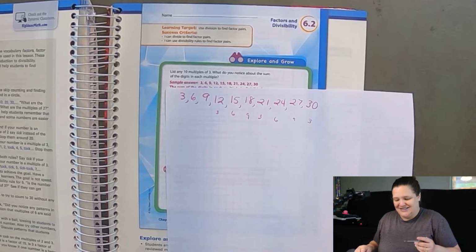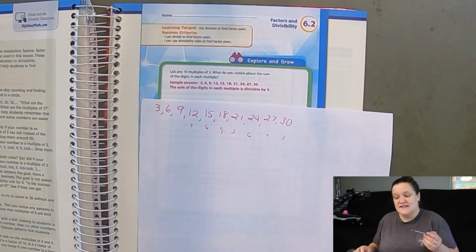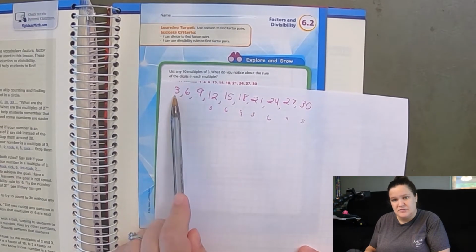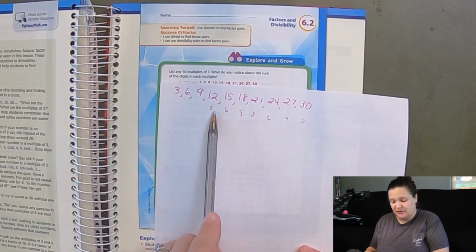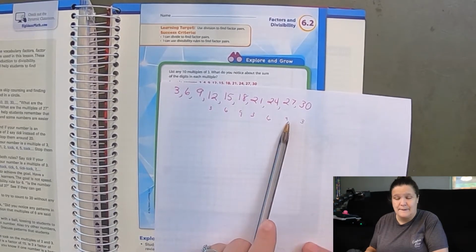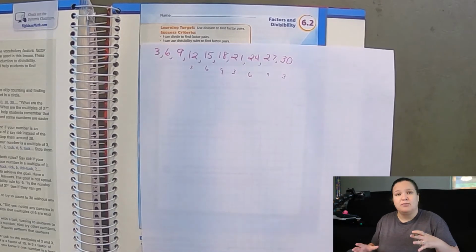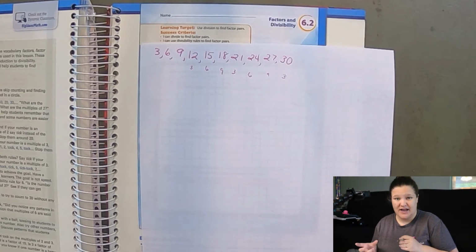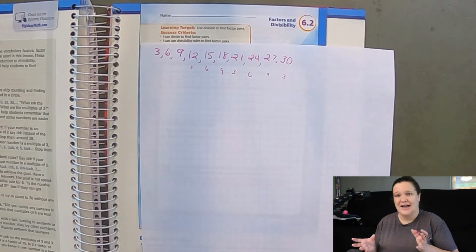Now if you notice, the sum of the digits in each multiple is divisible by 3. Because we have 3, 6, 9. This sum is 3, this one is 6, this one is 9. This one is 3, this one is 6, this one is 9. These are all numbers that are divisible by 3. So a way that you can tell if 3 is a factor of a number would be to add up the digits.